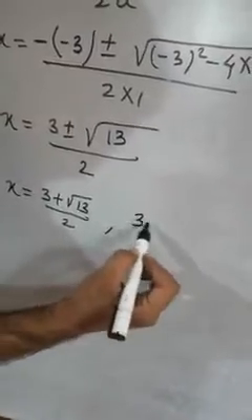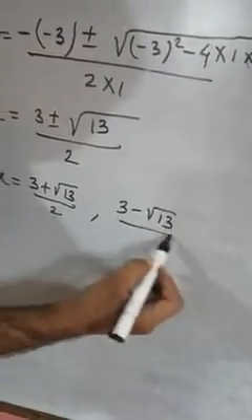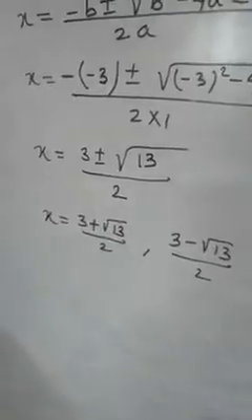And one time negative 3 minus root 13 upon 2. These are the two roots of the equation when we solve this equation.